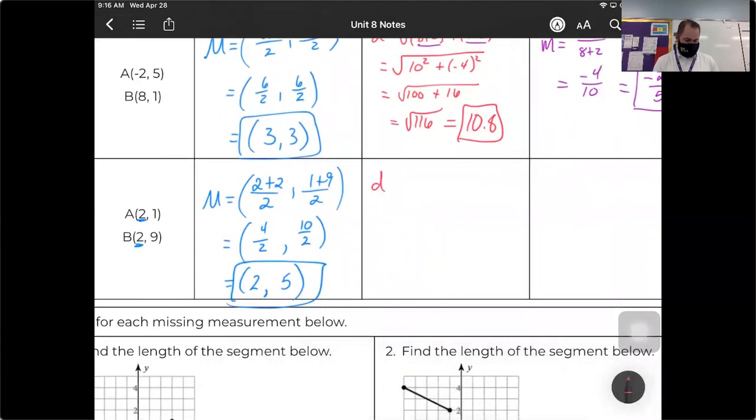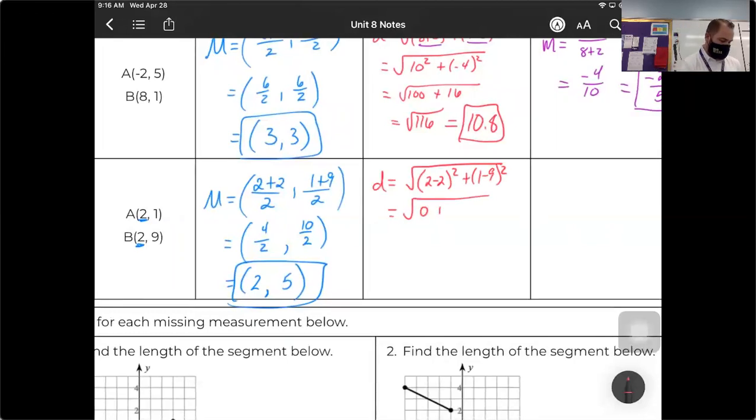For distance, take the difference of the x values, 2 minus 2, and square it. And the difference of the y values, 1 minus 9, and square that. This time the x values give us a difference of 0 because they're the same thing. 1 minus 9 is negative 8, but I got to square that. Negative 8 squared is positive 64. So 0 plus 64 is just 64. So the square root of 64 goes back to being 8.